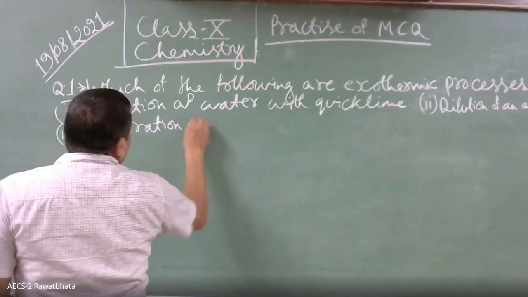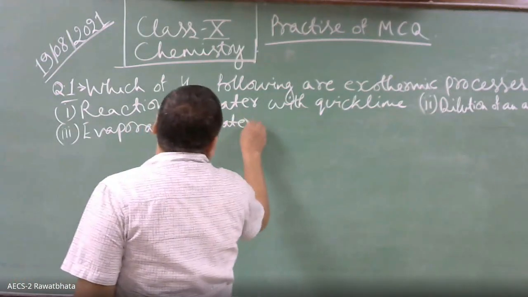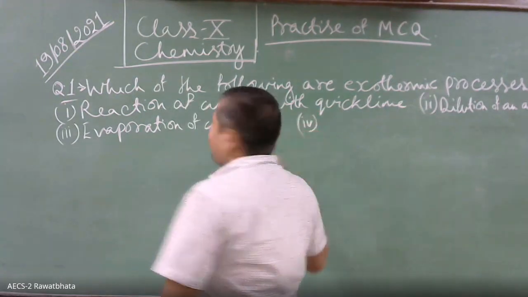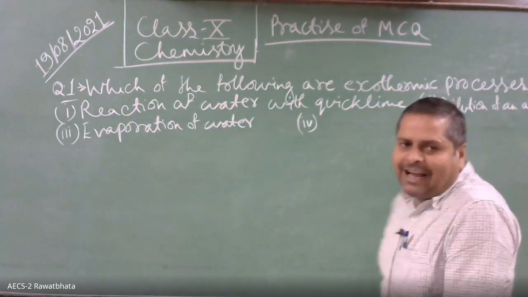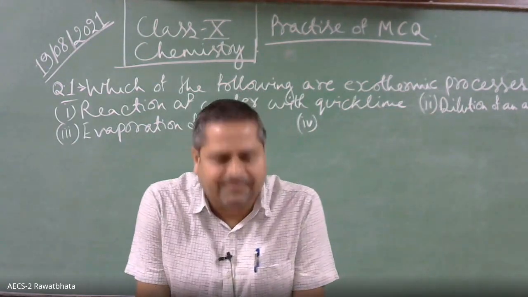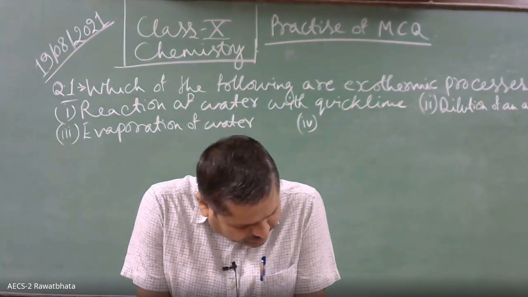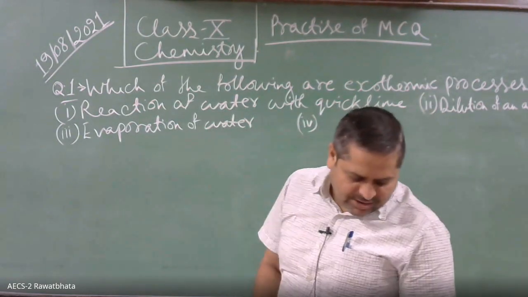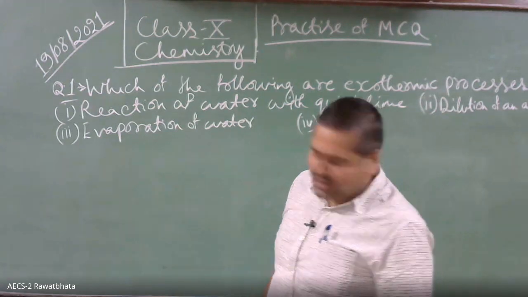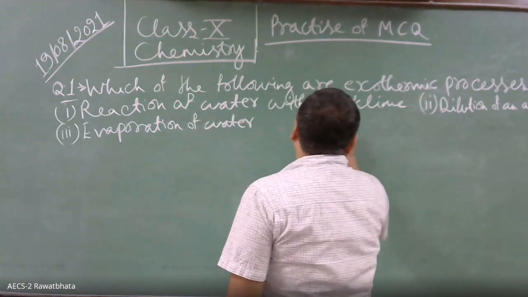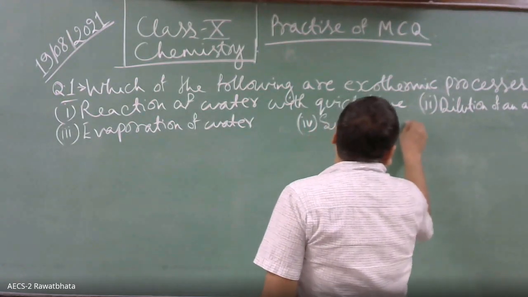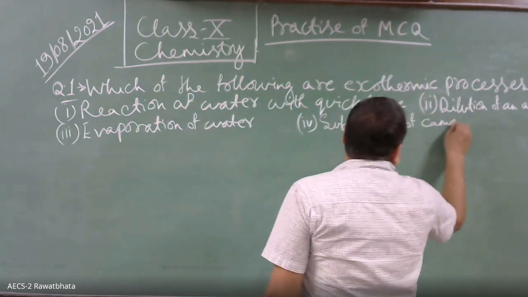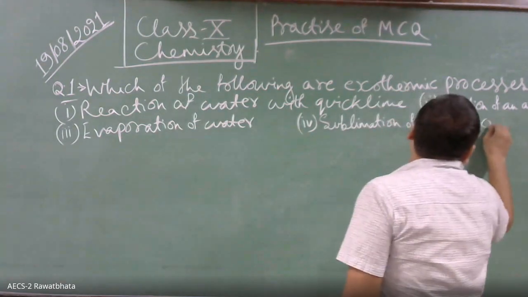Sir, yes. Any problem, children? Sir, what is in the second option? Second option is dilution of an acid. Then fourth is sublimation of camphor crystals. Sublimation of camphor crystals.